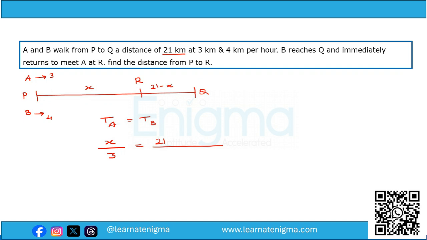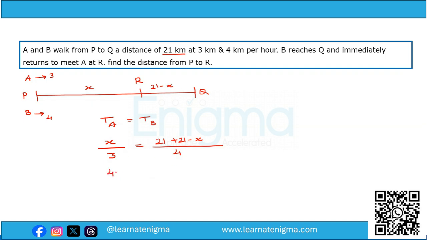and then he has covered the distance QR as well. Now QR is 21 minus X. So the total distance covered by B will be 21 plus 21 minus X. And the speed of B is 4. So this will be our equation. So now let's cross multiply.